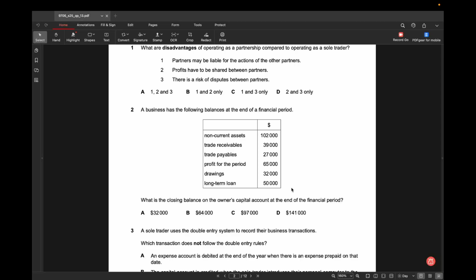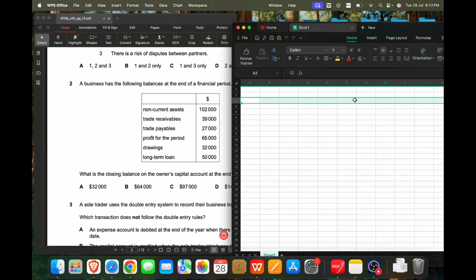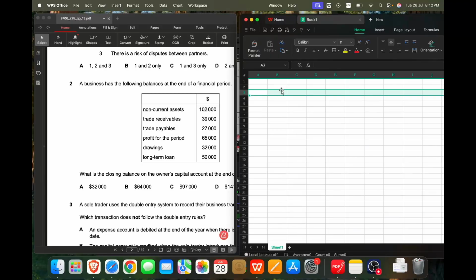And we know that as per the accounting equation, assets equals capital plus liabilities. And if we reshuffle this equation, assets equals capital plus liabilities. Okay, now if you shuffle this equation, then we can have assets minus liabilities equals capital. You can see that, right?